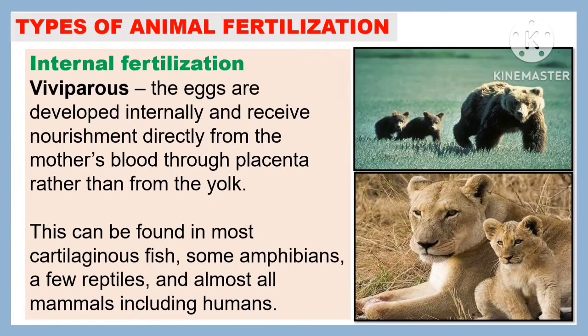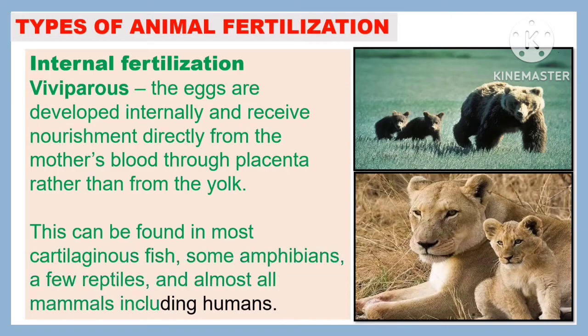Another type of internal fertilization is the viviparous. The eggs are developed internally and receive nourishment directly from the mother's blood through the placenta rather than from the yolk. This can be found in most cartilaginous fish, some amphibians, a few reptiles, and almost all mammals, including humans.